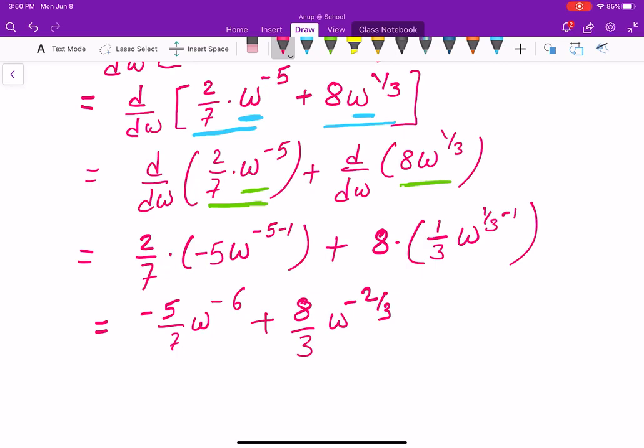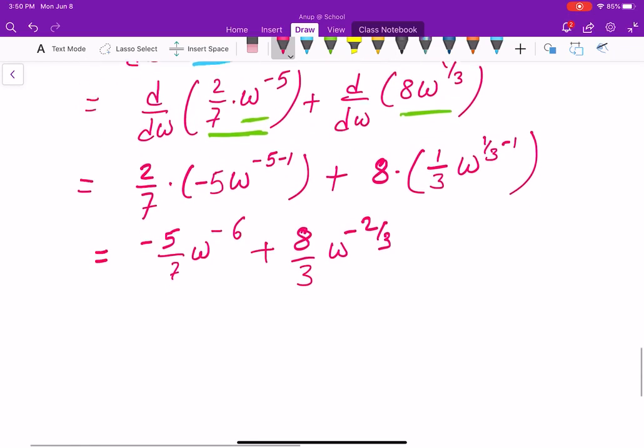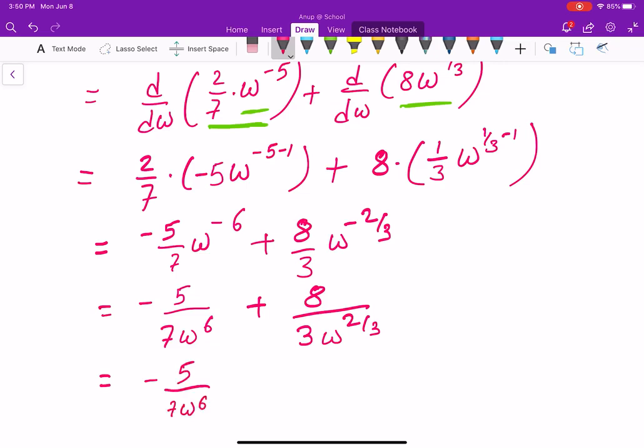So this is already the derivative, but if you want to rewrite this into the positive exponent form, then this can be written as negative 5 over 7 times w to the power 6 plus 8 over 3 times w to the power 2/3. Or if you want, the second term can be changed into the radical form. So this can be written as 8 over 3 times cube root of w squared. So this is already the derivative of the function.